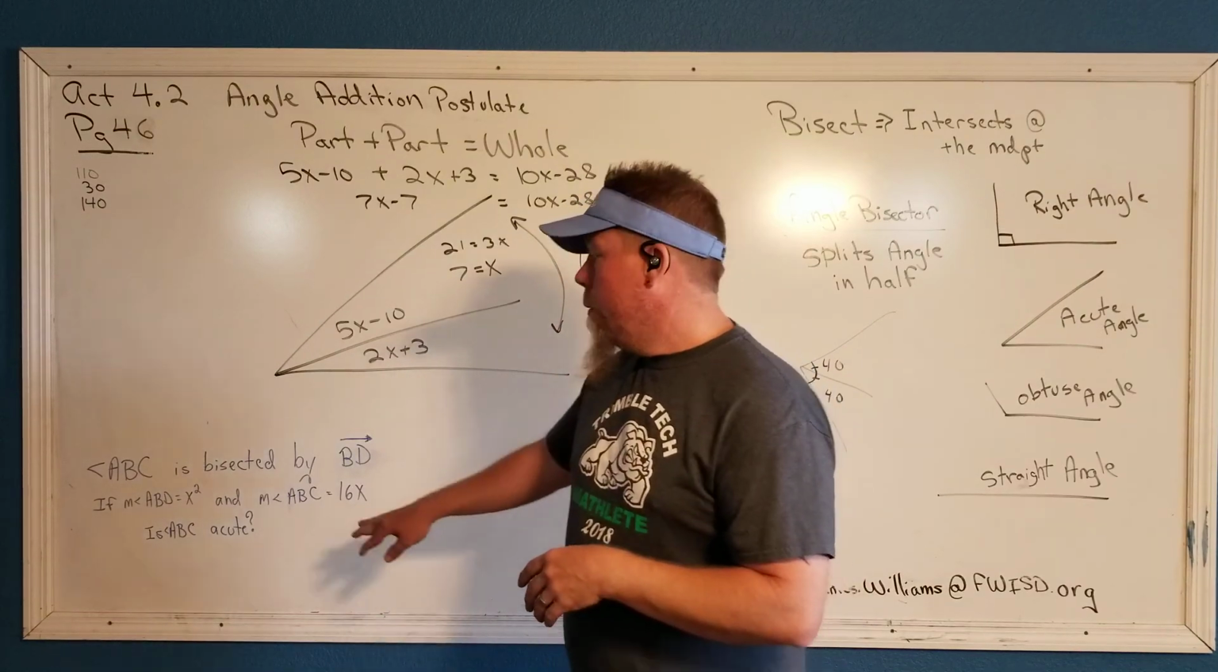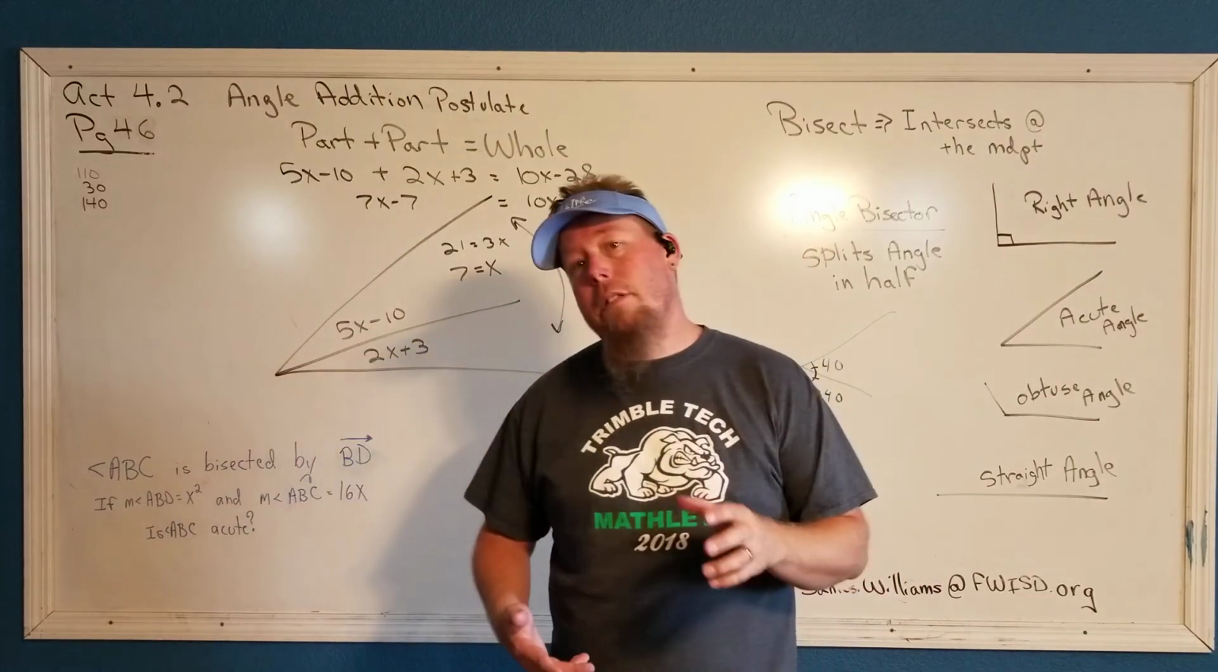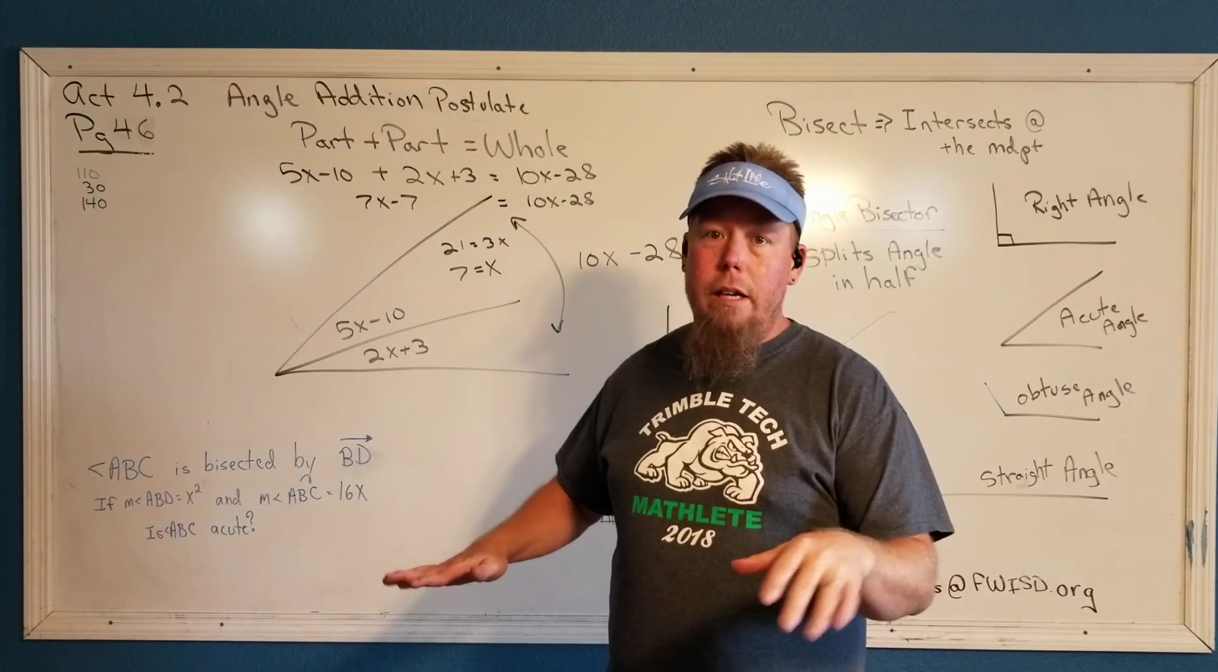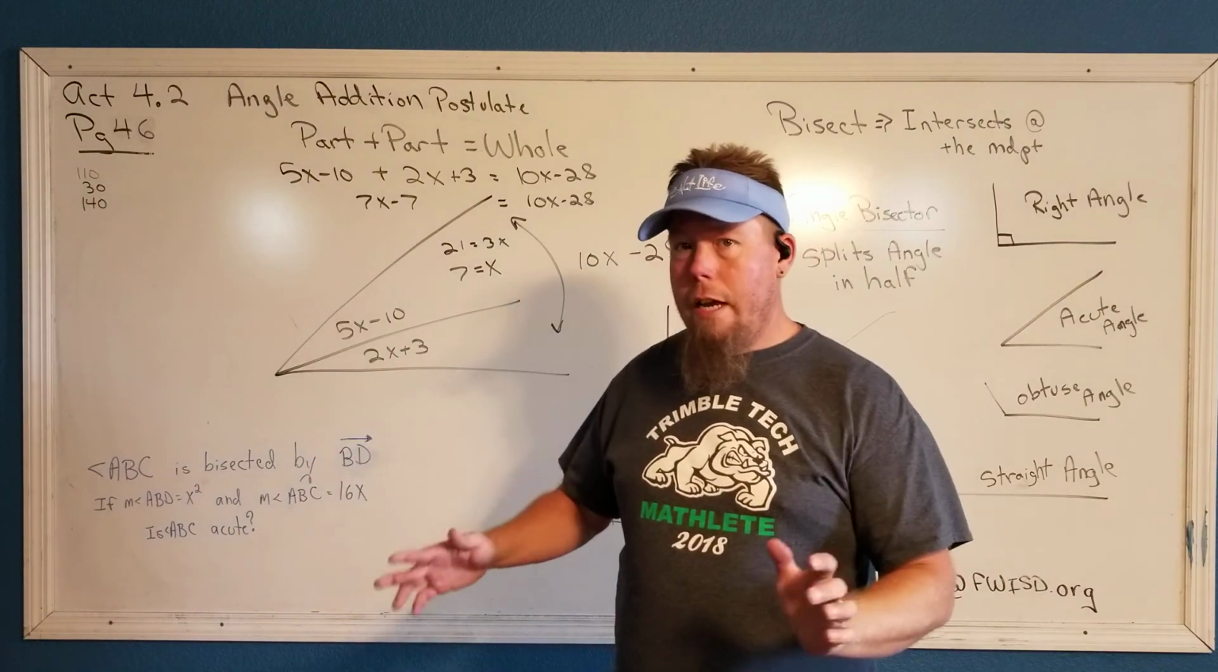Okay? What does it mean to be acute? Well, I got it drawn over here, but let's get real technical. Acute means an angle that measures somewhere between 0 and 90, not including. If you include 0, it's not an angle. If you include 90, it's a right angle. So we're talking between 0 and 90, all right?